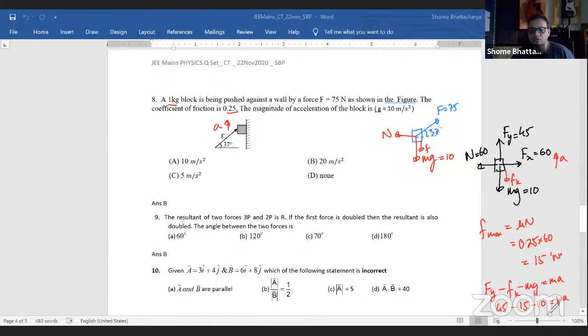So how much is the acceleration? 45 minus 25. So that's 20. So the acceleration will come out to be 20.